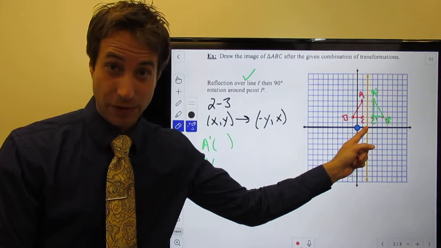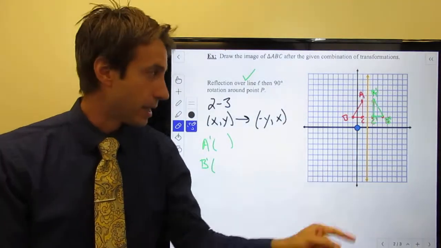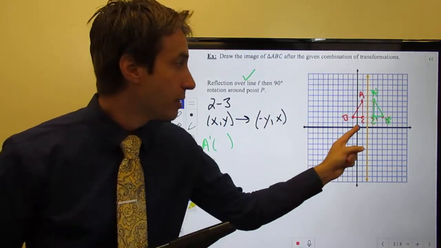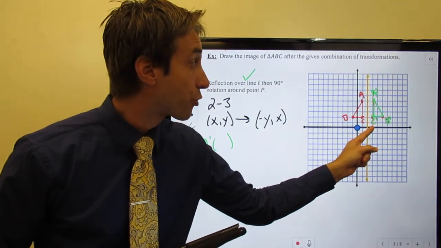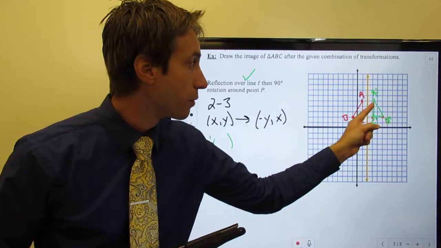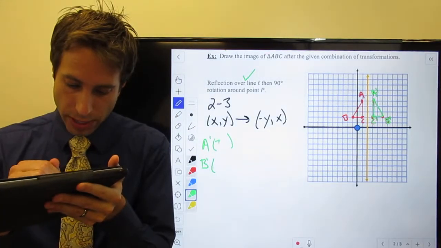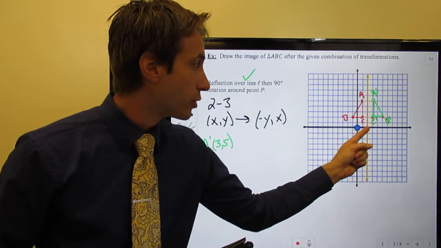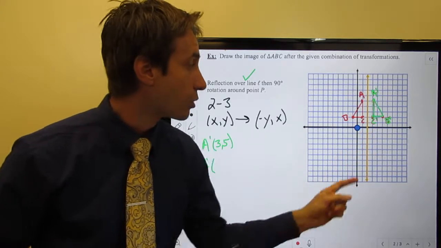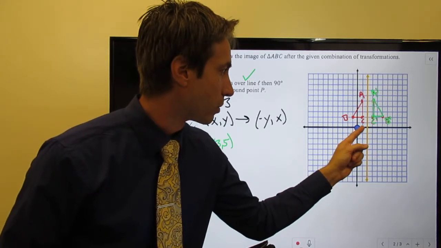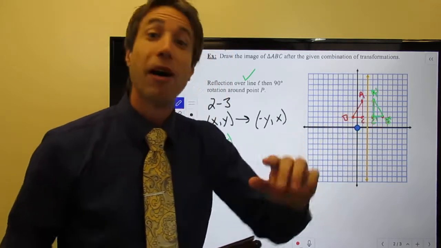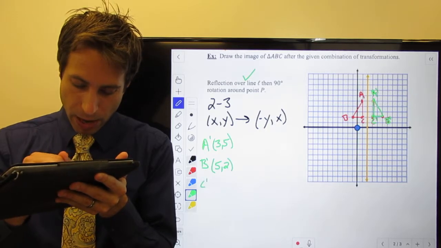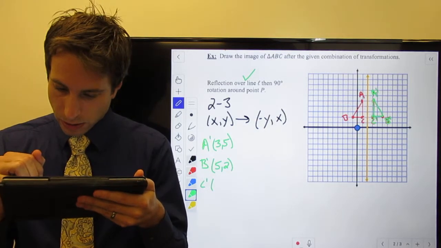I accidentally counted from the line of reflection. Crazy me. Origin, count from the origin. Okay, so from the origin, A is at 1, 2, 3, and then 1, 2, 3, 4, 5. So 3, 5. Let's do 3, 5. That's better. B prime is at 1, 2, 3, 4, 5, 6. Whoa, hold up. I'm having trouble counting. 1, 2, 3, 4. How about 5, 2? Let's go 5, 2. And then C prime is at 3, 2.